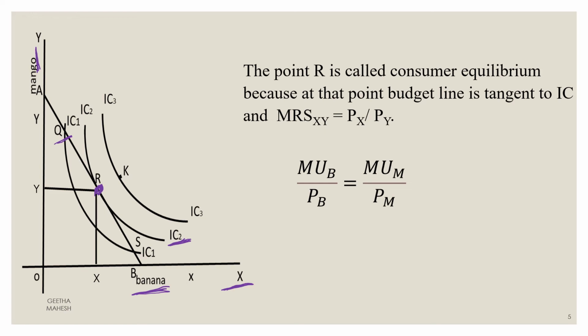Q and S can be bought with a given income like R, but Q and S lie on a lower indifference curve, and we know that IC2 gives a higher level of satisfaction than IC1. But consumer is not able to choose combination K because it lies on a higher indifference curve, that is correct. But it lies outside the budget line, which is an unattainable combination. So he cannot choose combination K.